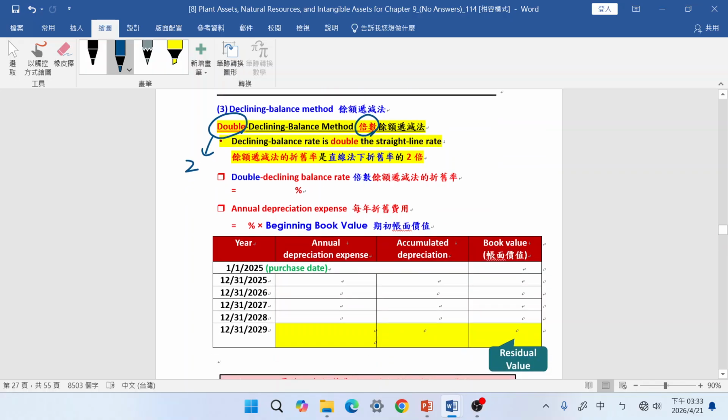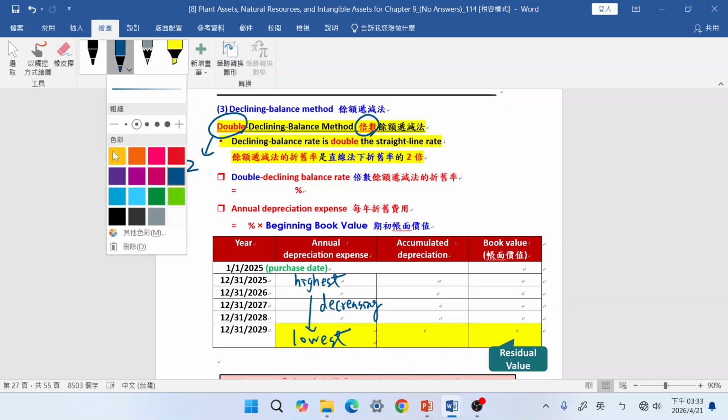So try to finish this page 27 and page 28. But what's the pattern we have? You have to know the first year you will get the highest depreciation expense, then the number decreasing, to the last year, you should get the lowest. Okay, so that's our pattern.